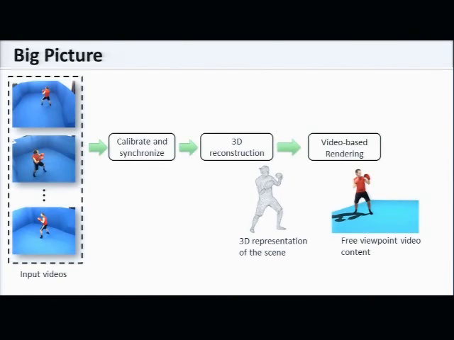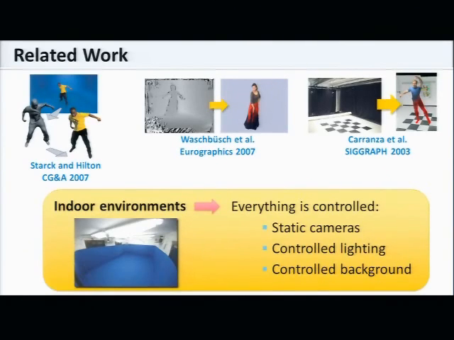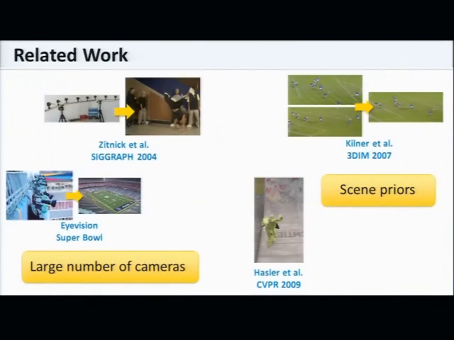Coming back to the big picture, we had this idea of using free viewpoint video content. What I presented could be seen as a way to generate free viewpoint video content of hands, or you can think about humans and other things too. There are a lot of methods that generate free viewpoint video content, and this is some of them. However, most of them work in indoor environments where everything is controlled, from the cameras, which are static, to the lighting and the background. Some of this work has tried to relax this by using a large number of cameras, or scene priors like we did before, using a template for the object in the scene.